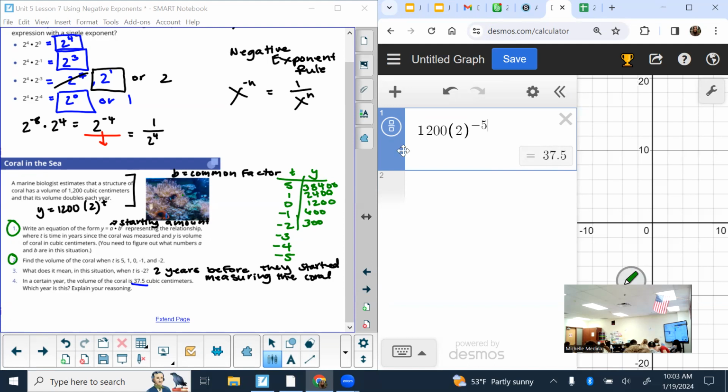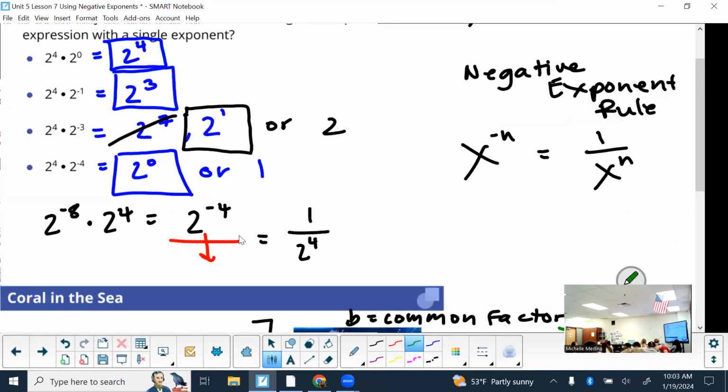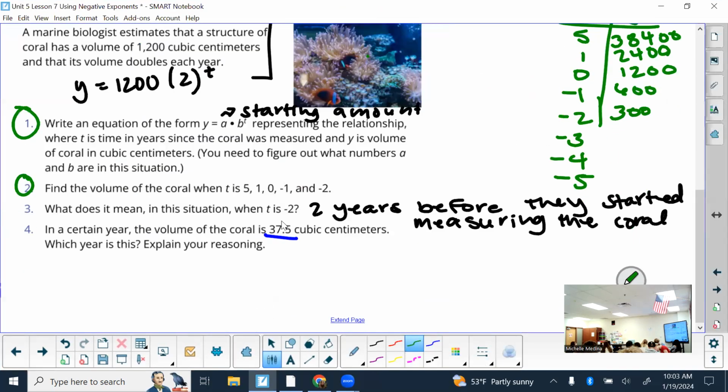So in what year was it that the coral was 37.5? Five years before they started measuring. They didn't say what year they started measuring, so you'll just say when t is -5, or you could say 5 years before they started. Good?